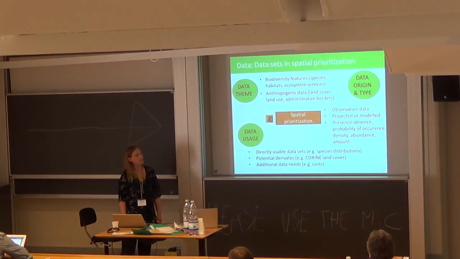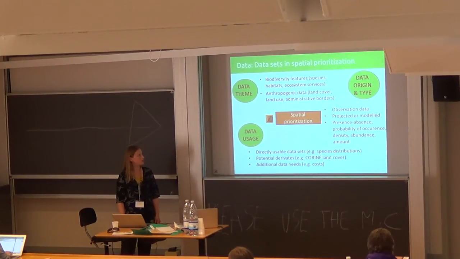And here is an example of how data sets can be conceptually thought of in spatial prioritization and how they can be divided into different categories. For example, you can consider data by themes, and the most common in the Zonation framework are biodiversity features, species, habitats, ecosystem services, and other data sets such as anthropogenic data, land cover, administrative borders and land use and so on. And then you can think of data from the perspective of data origin and data type. Zonation can take observation data, projected or modeled or presence-absence data as input, and many other kinds of data as well.